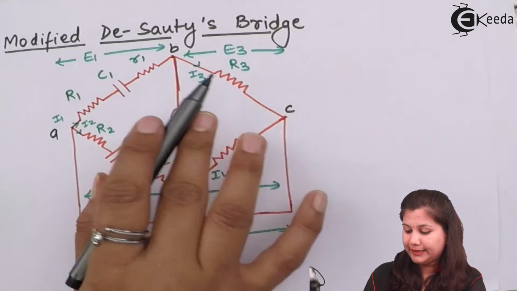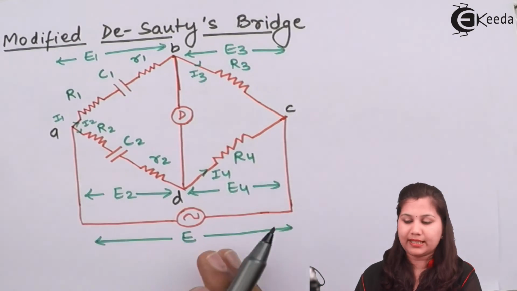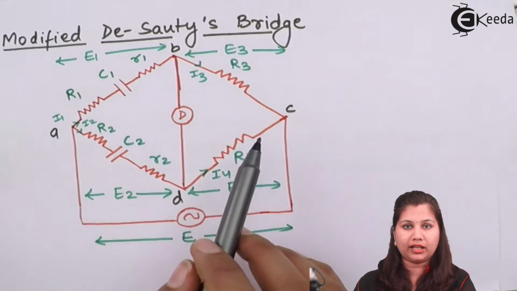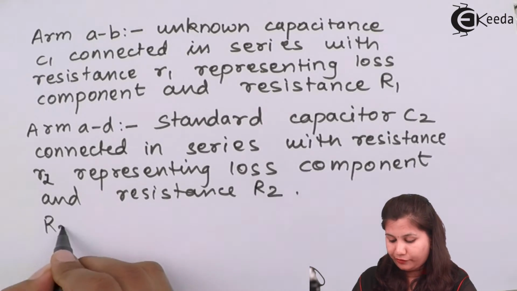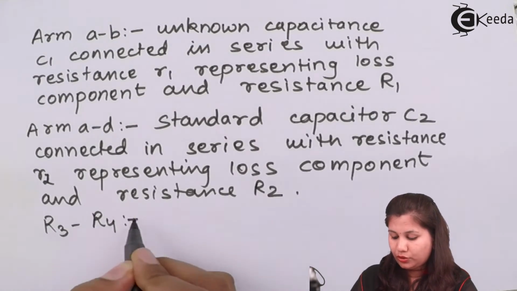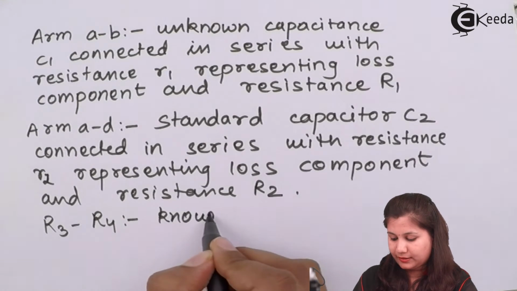And in arm BC and CD, we are having the same non-inductive resistances R3 and R4. So R3, R4 are the known non-inductive resistances.